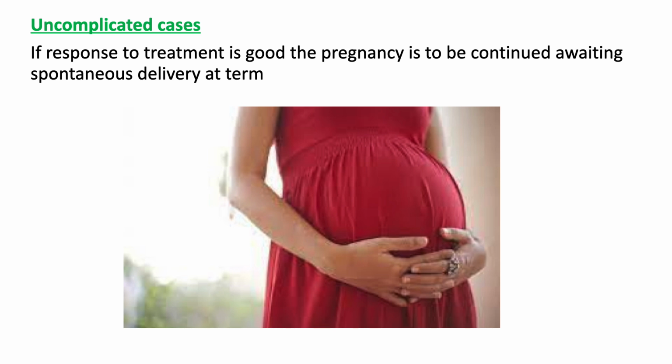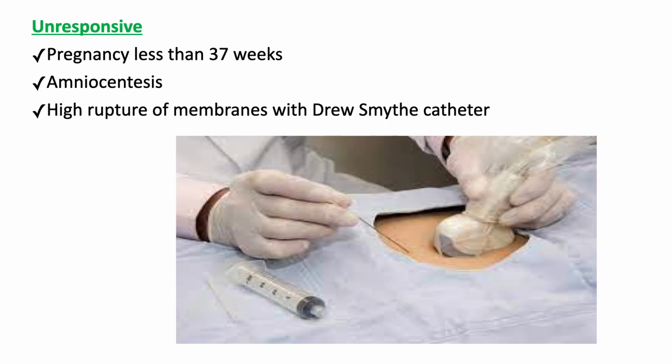In uncomplicated cases, how do we deal with them? So what do you mean by uncomplicated cases? When we are speaking about uncomplicated cases, it means there is no demonstrable fetal malformation and the response to the treatment is good. In such cases, the pregnancy is to be continued, awaiting spontaneous delivery at term. As I've said, if the response to the treatment is good, of course you can wait, and you can make the lady wait till term and wait for a spontaneous delivery.